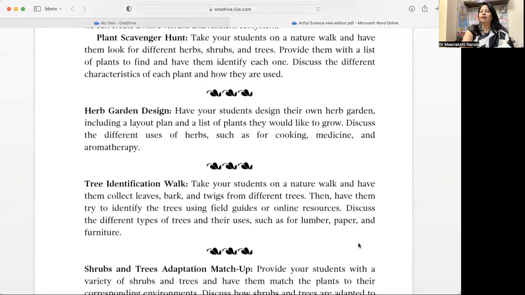First of all, it's plant scavenger hunt. Take your students for a nature walk. Let them explore different herbs, shrubs, and trees. Maybe you can provide them with a list of various plants and have them identify each one that is available in the surroundings. Based on the different characteristics of the plants, how are they used, you can ask them to categorize also, sort it, and group it.